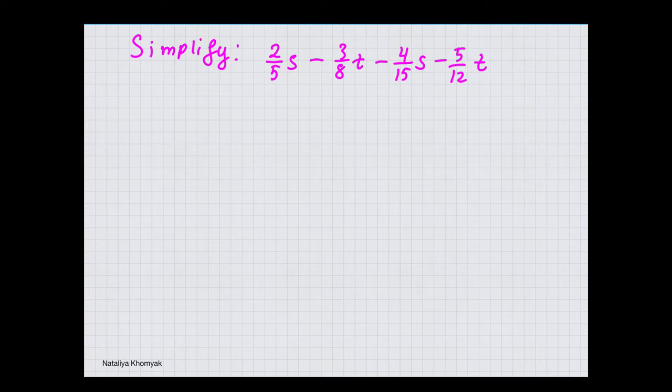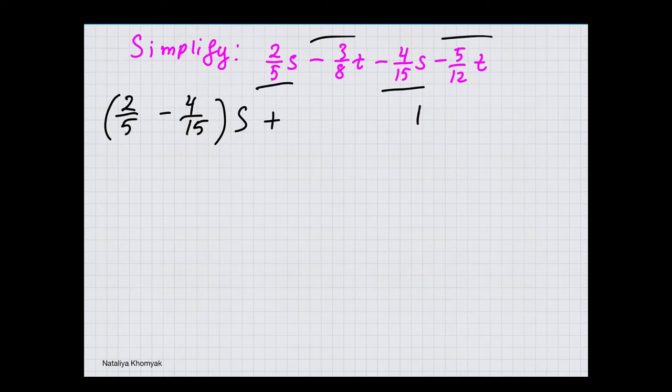Okay. So we have 2 out of 5 s minus 3 out of 8 t minus 4 out of 15 s minus 5 out of 12 t. First thing to do is to rewrite. We have s, we have 2 out of 5 and minus 4 out of 15, plus we have a t, we have minus 3 out of 8 minus 5 out of 12.